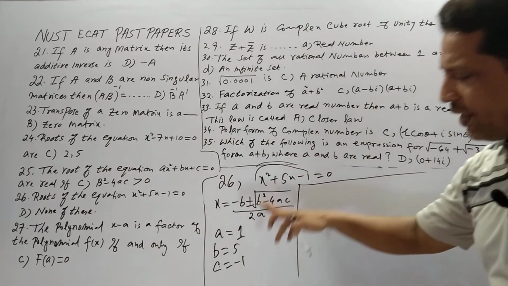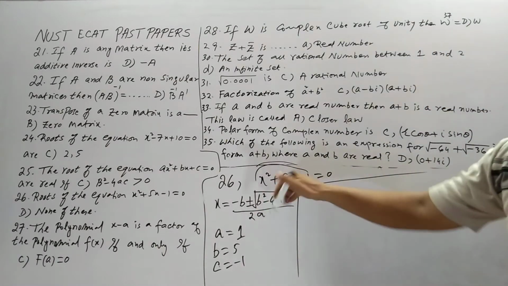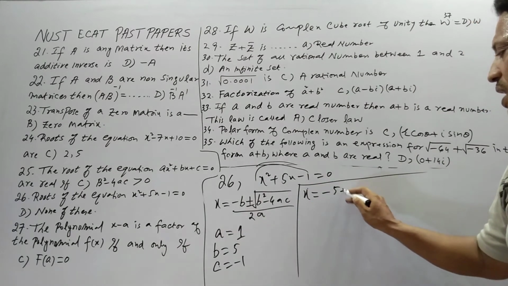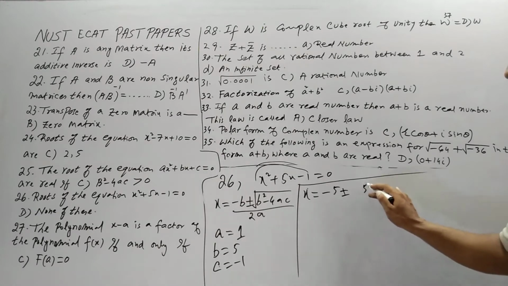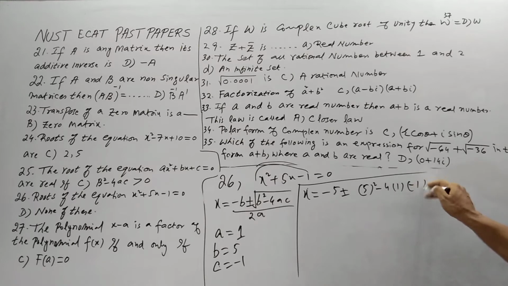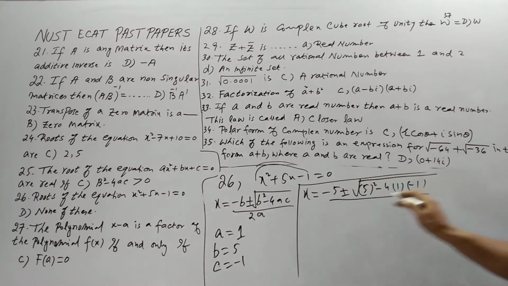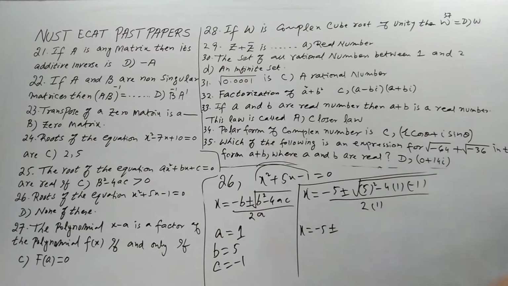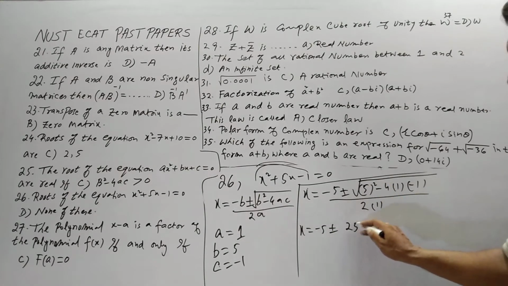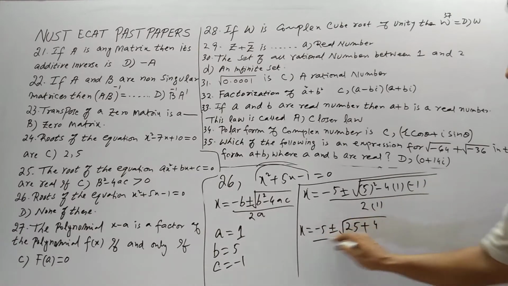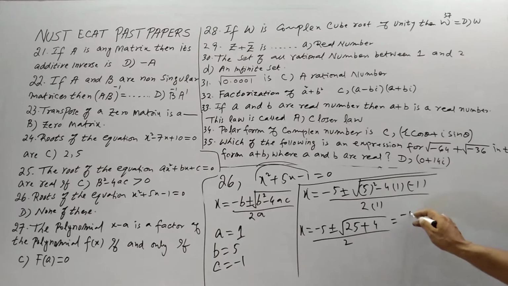Now put all the a, b and c values in the formula. x is equal to minus b, b is 5, plus minus the root of b squared, 5 squared, minus 4 times a, which is 1, times c, which is minus 1, over 2 ones are 2. x is equal to minus 5 plus minus the root of 5 squared is 25, minus minus plus 4 ones are 4, upon 2 ones are 2. Minus 5 plus minus the root of 25 plus 4 is what?